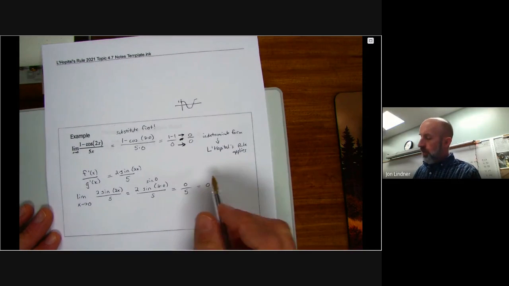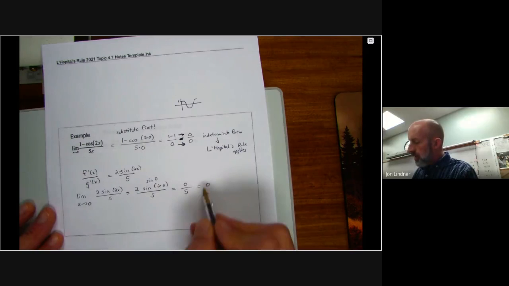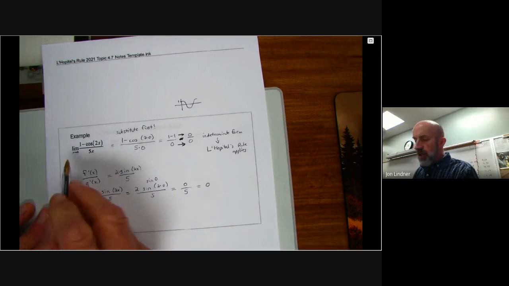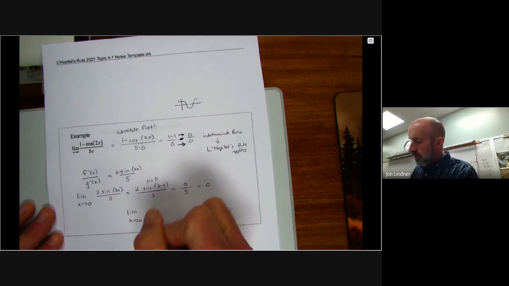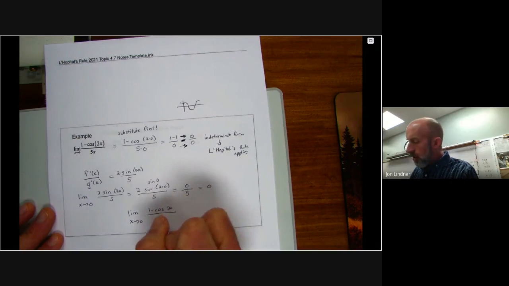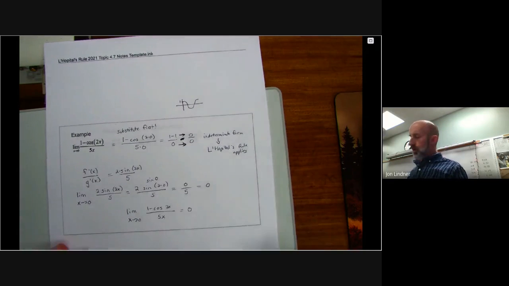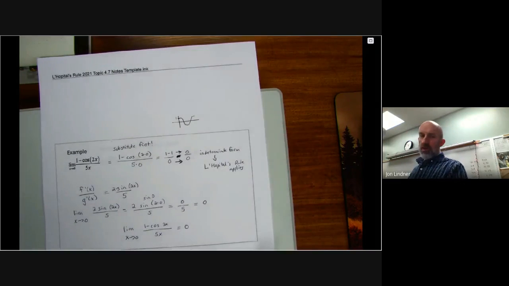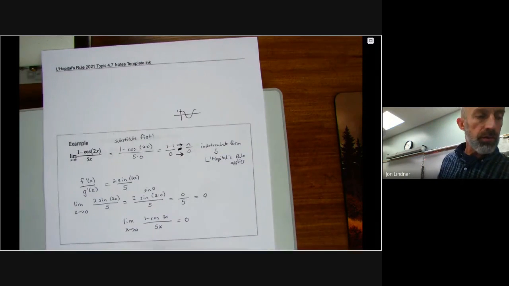And so we can use the equal sign here. All right. My final statement, though, is this 0 is the limit of what we were looking for at the beginning. So my final statement is that the limit as x approaches 0 of 1 minus the cosine of 2x all over 5x equals 0. All right. So L'Hopital's rule really just boils down to, can you find some simple derivatives?